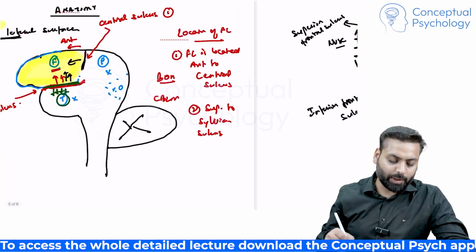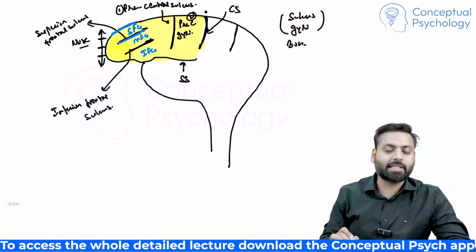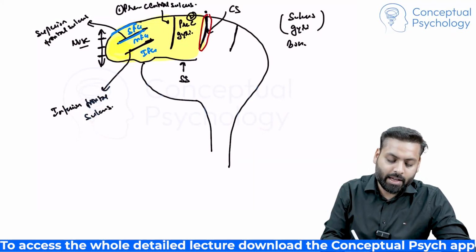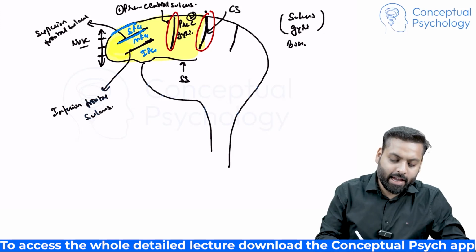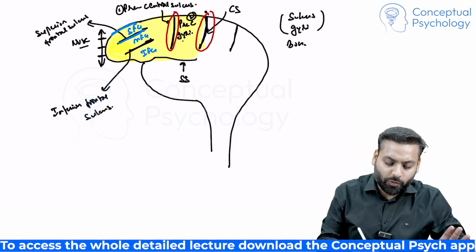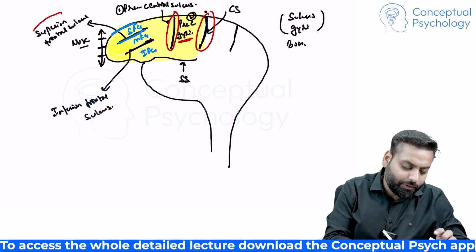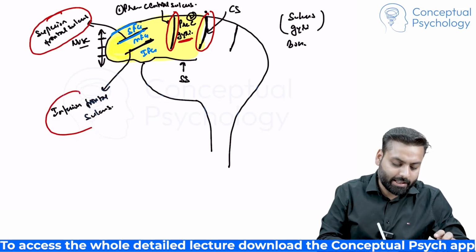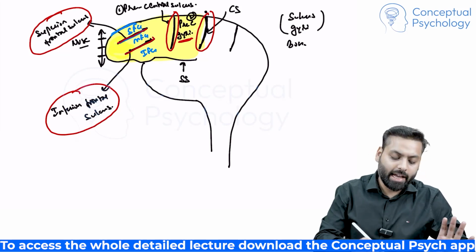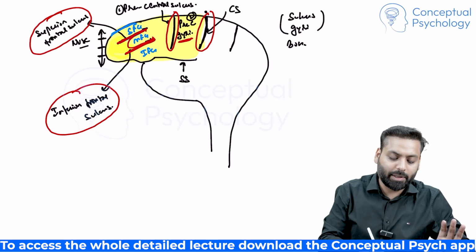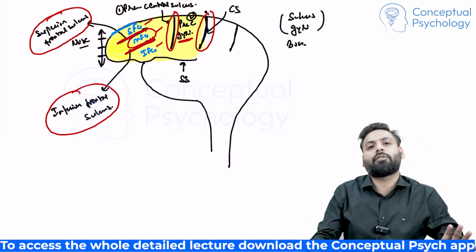If we talk about the superolateral surface, what all is present there? On the superolateral surface, we have the central sulcus. We have the precentral sulcus. Between two sulcus is a gyri, so we have the precentral gyri. Then we have the superior frontal sulcus and the inferior frontal sulcus. Between the superior frontal sulcus and inferior frontal sulcus, we have the middle frontal gyri. Basically, it is superior frontal gyri, middle frontal gyri, inferior frontal gyri.